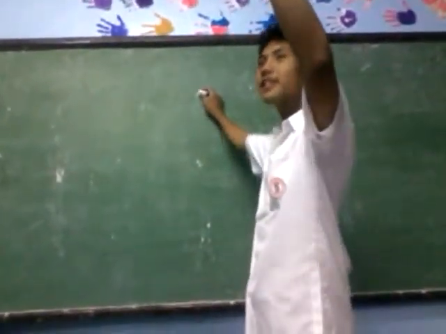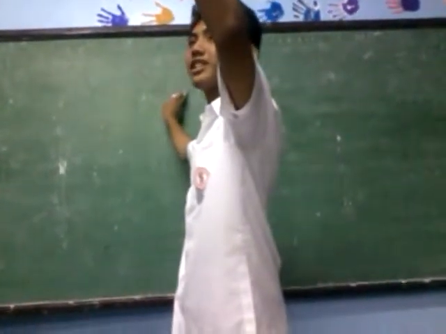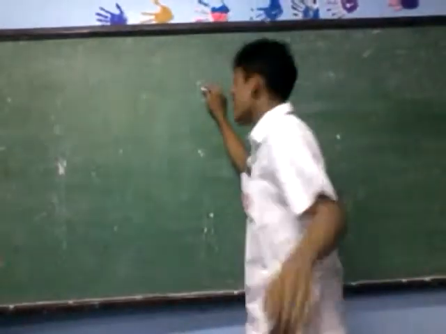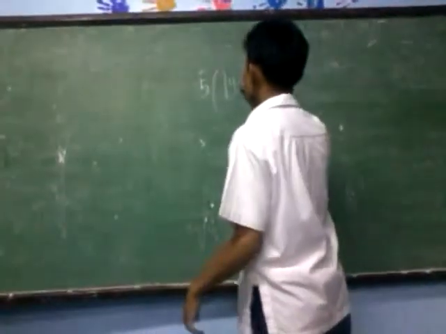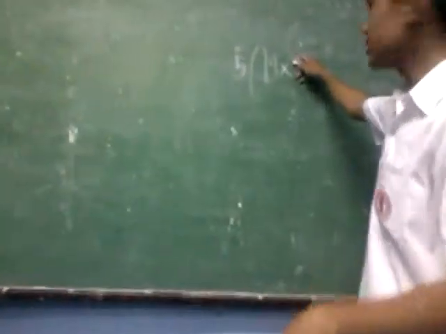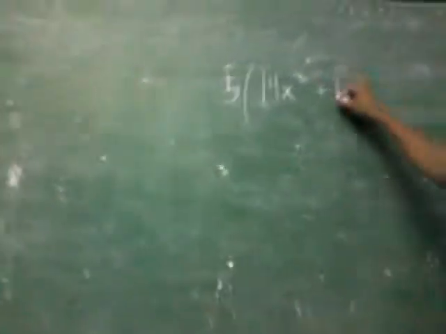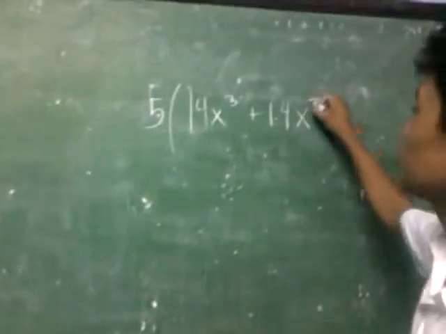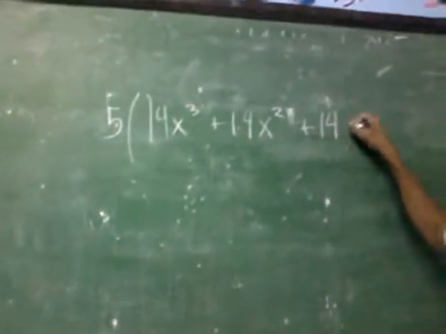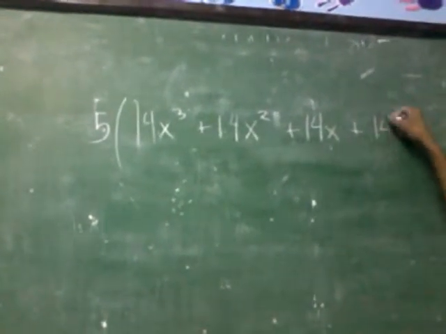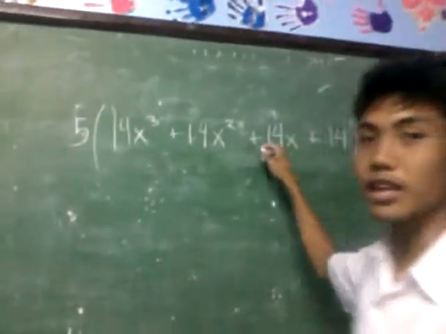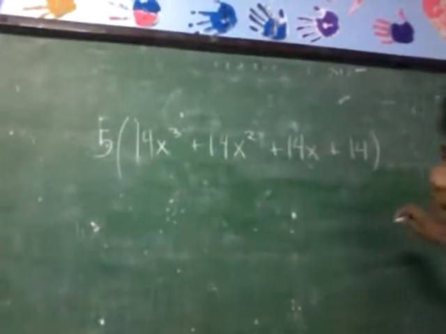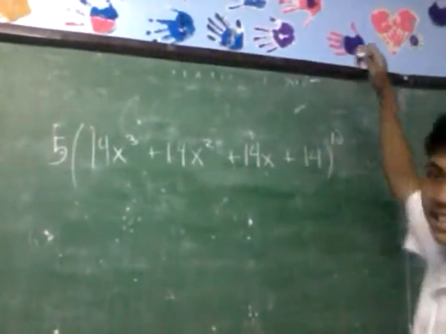So, Berto, suggest any number for the numerical coefficient. 5. Berto said 5, so let's choose 5. Then I will put my favorite number inside the parentheses. 14. That's 14 x raised to 3 plus 14 x raised to 2 plus 14 x plus 14. Oh, I love 14. Then what is the exponent? Can someone? 10. Oh, Berto said 10.